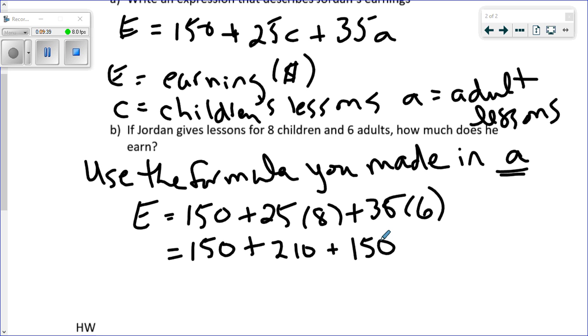Oh, it doesn't. What the heck am I doing here? Copying out the wrong stuff.